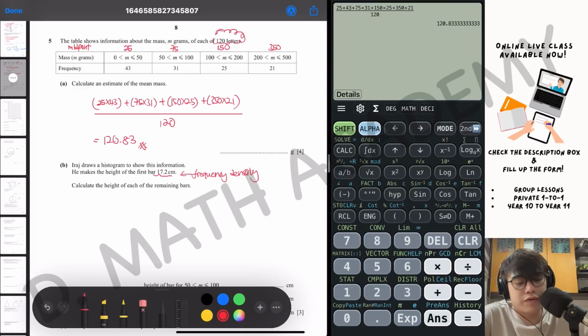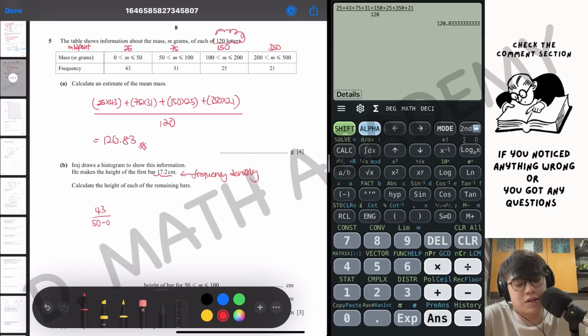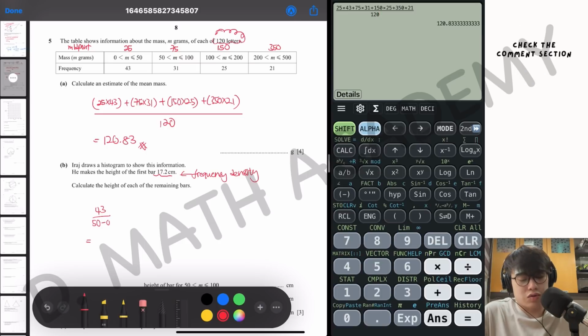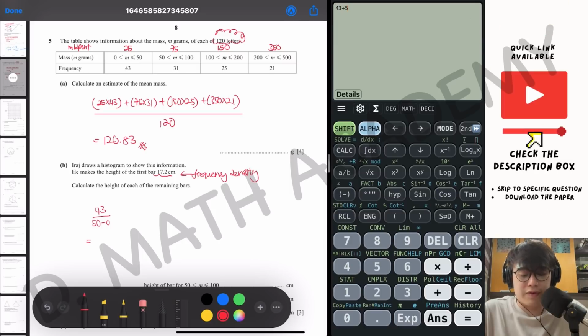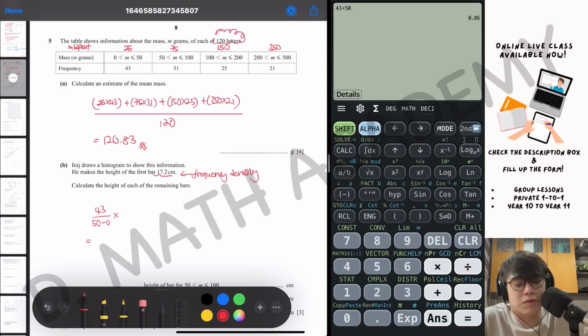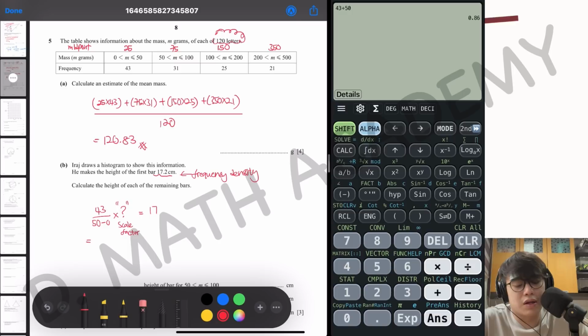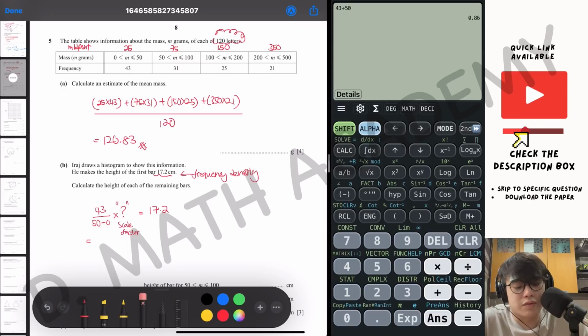Okay, so to get to your frequency density, you have to take your frequency divided by the class interval. So when you key in 43 divided by 50, you will notice that it doesn't match up with the 17.2 here, which indicates that there was a scale factor involved. Kindly take note, this scale factor, if it's here in the first one, then for the rest of your calculation, you have to multiply it in.